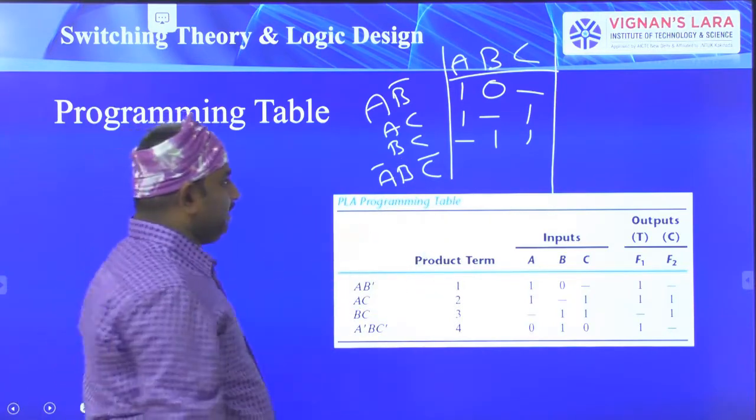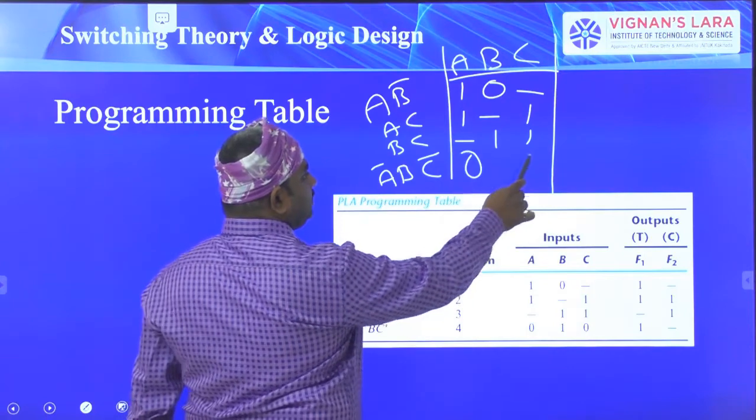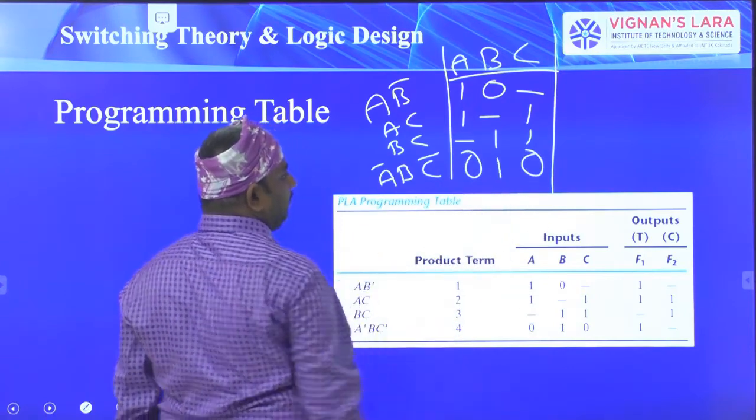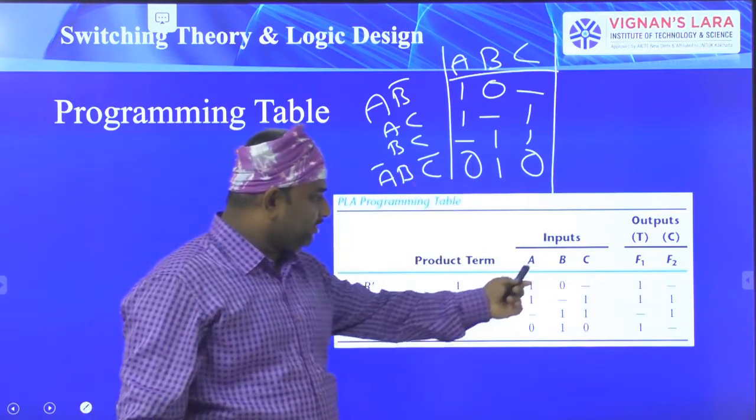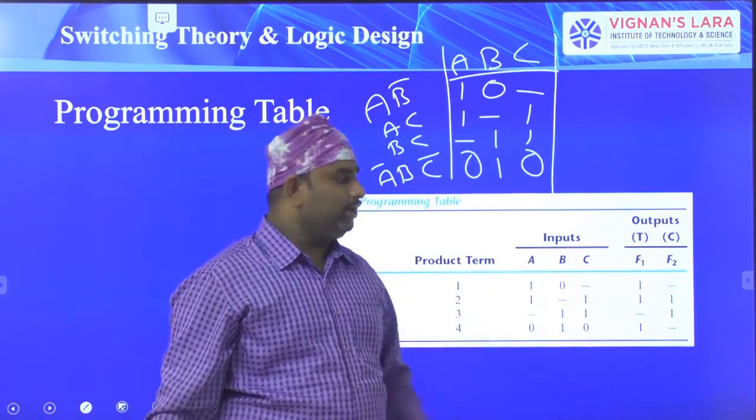A bar, B, C bar. A bar is equal to 0, C bar is equal to 0 and B value 1. Like that we have to make the programming table. The same programming table we have mentioned here.